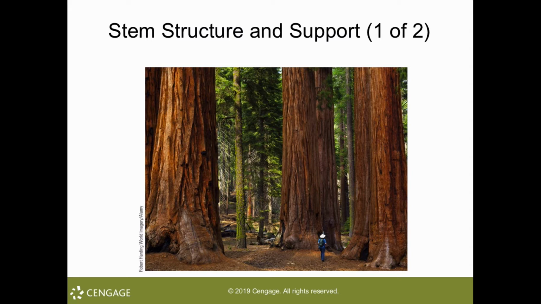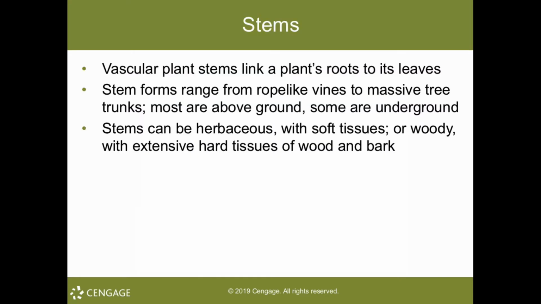The stems here grow so huge as to be upwards of 250 feet or more. This photo came from Sequoia National Park in California, and I can hardly wait to go on this trip. Stems can be herbaceous, with soft, non-woody tissues, or they can be woody, with extensive hard tissues of wood and bark. Stems perform three main functions in plants.